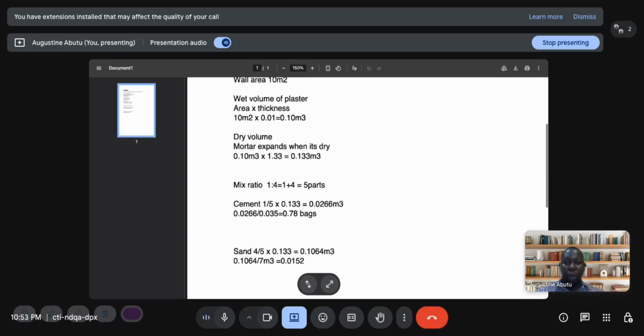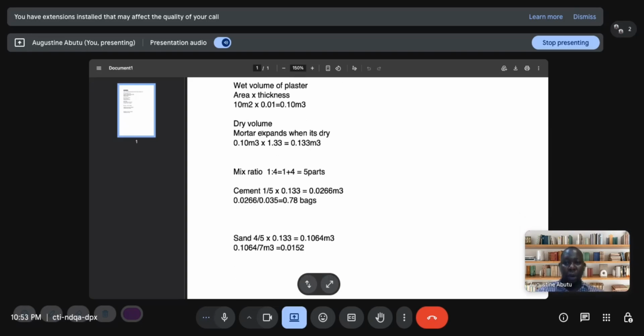And then the next, we'll be looking at our dry volume. So our dry volume is our wet volume multiplied by our dry volume factor. So our wet volume is this 0.10 meter cube multiplied by our dry volume factor, which is 1.33. It will give us 0.133 meter cube.